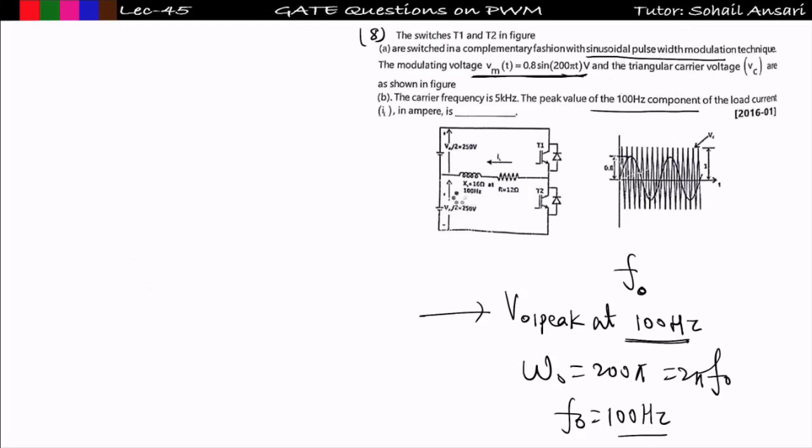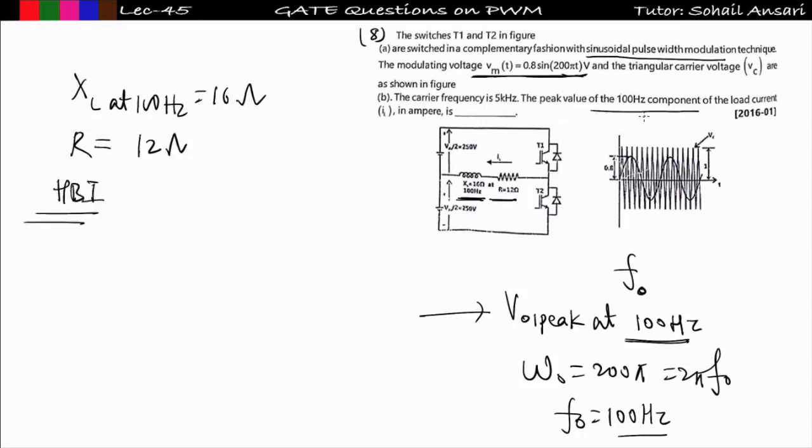Also the values of XL and R are given. XL is given at 100 hertz, equal to 16 ohm, and R is given, equal to 12 ohm. And this is a half bridge inverter. So I need to find the peak value of the load current, meaning I01 peak at fundamental, not V01 peak at fundamental, I01 peak at 100 hertz.